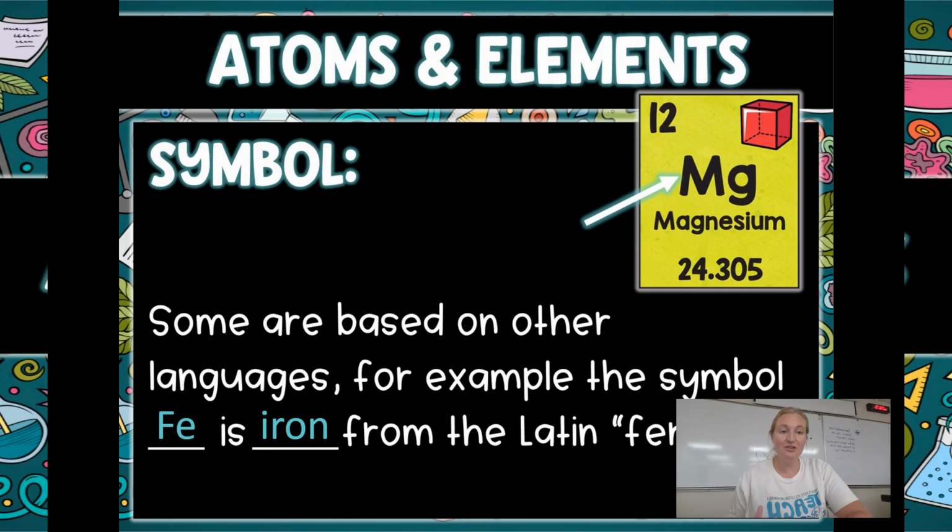Some are based on other languages. You'll notice as we go through this, some of these are weird, like gold is Au, silver is Ag, iron is Fe. Those are derived from different languages, and that's why the letters don't match up with what that element name is in English.